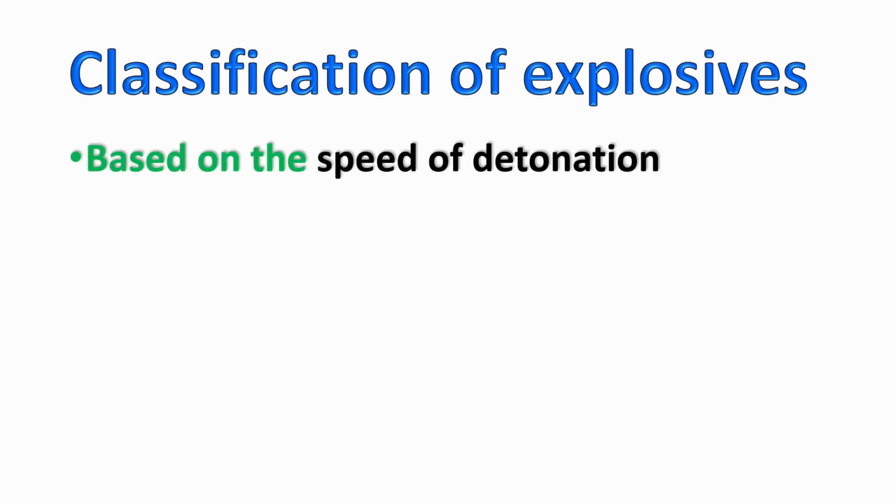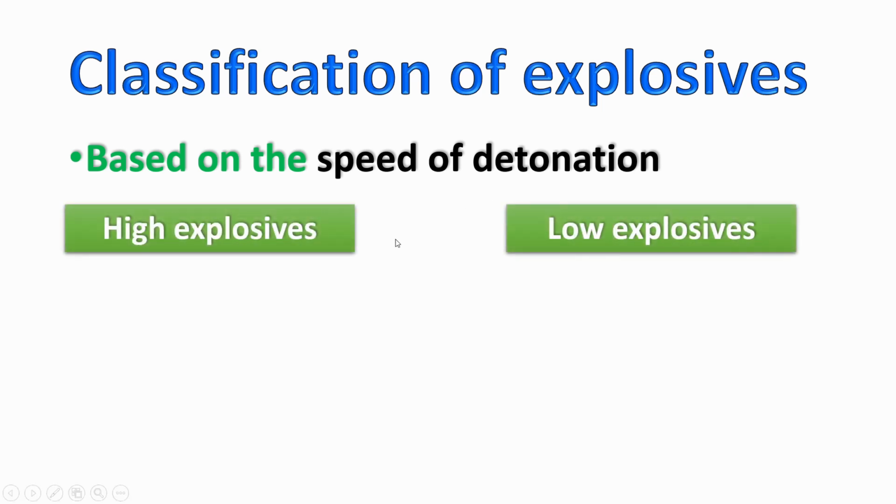Now let's see the classification of explosives. First we will classify the explosives based on their speed of detonation. We know what detonation is. Now based on the detonation process we will classify the explosives. One is the high explosives and the other one is the low explosives.